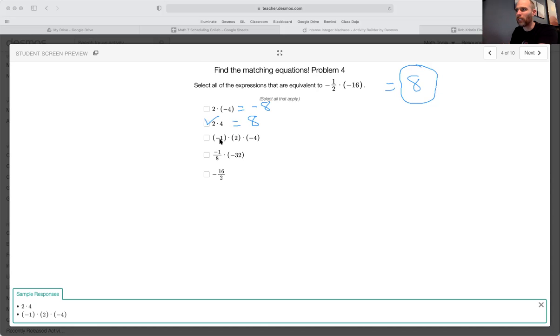So step one would be to do -1 times 2. That equals -2. Then I'm going to take that -2 and multiply it by this -4, and that does equal +8. So I would select that one.